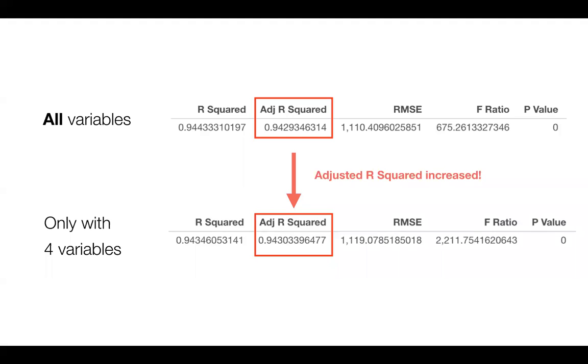So when we look at this adjusted R square, it increased with only 4 variables, meaning all the other variables are not contributing to this model. That's why the adjusted R square decreased with all variables, which is the top one. So that means we don't really need those variables in this case. We didn't really lose much explainability by selecting only these 4 variables.